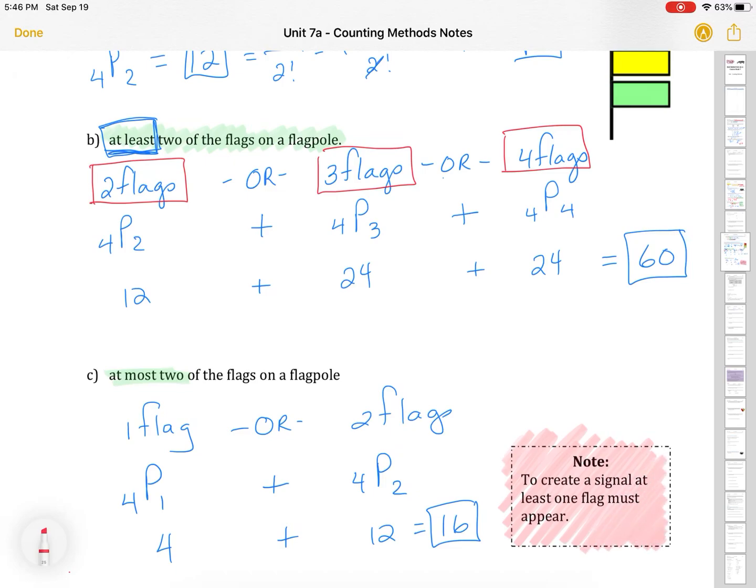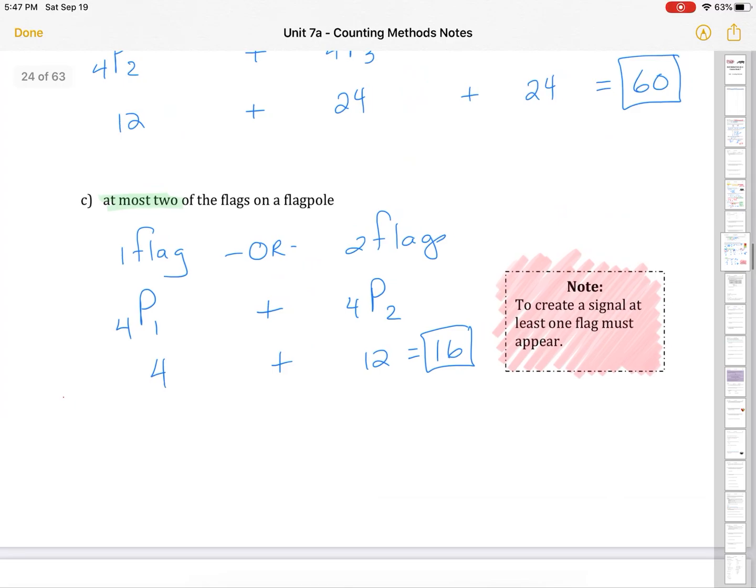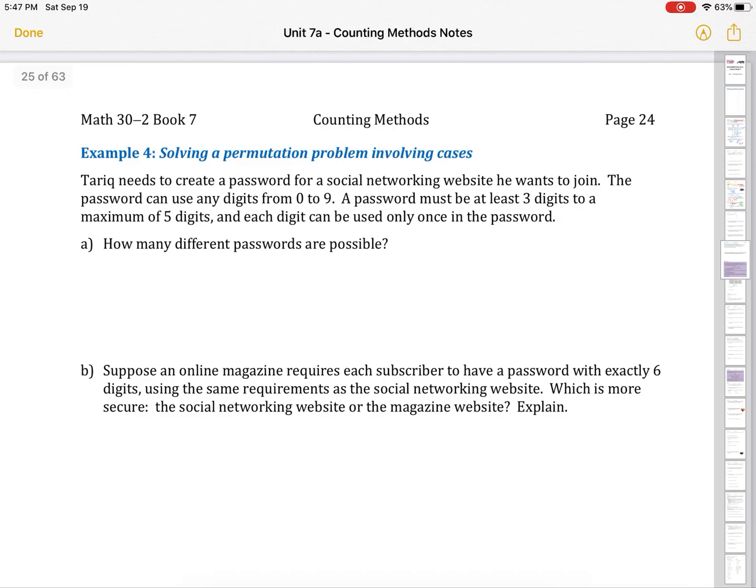So you got to be careful. You got to listen to the language and really think. Note, to create a signal, at least one flag must appear. So you can't have 0. Alrighty? Okay. So really read the language carefully to kind of sort out the situations. Okay, I believe in that. So let's look at another one.